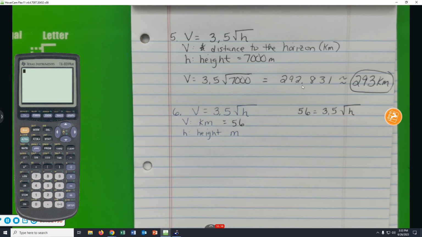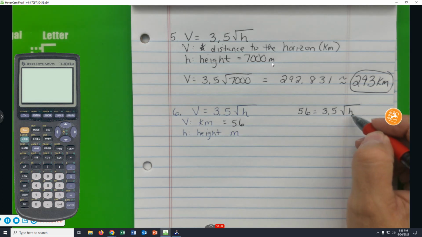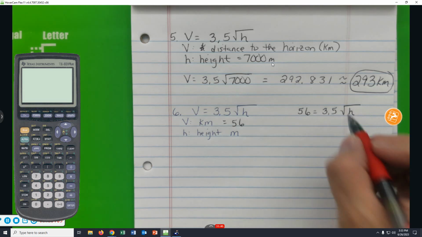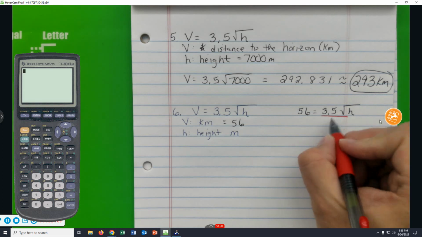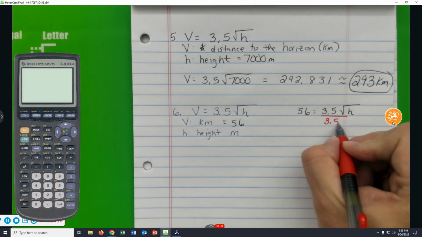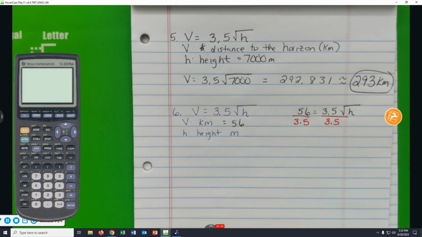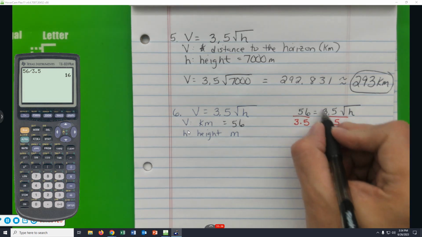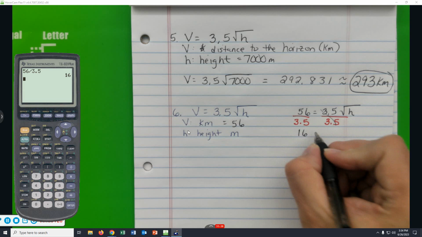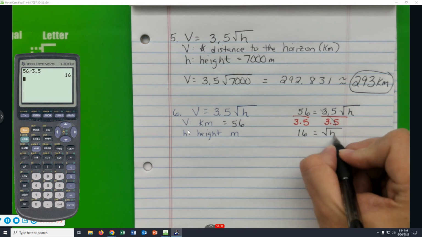Well, I know one thing: it's not 7,000 meters, because if that were the case, he'd see a lot further. So let's solve for h. The first thing we'll do is divide both sides by 3.5. You might punch that into your calculator. 56 divided by 3.5 equals, hey, it's 16. I wasn't expecting that. So we have 16 equals the square root of h.